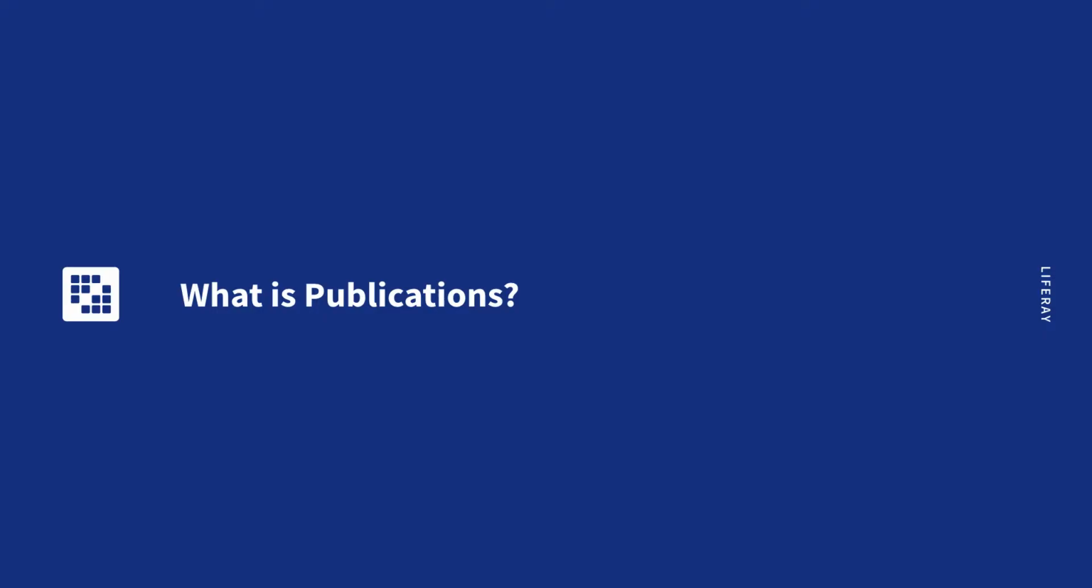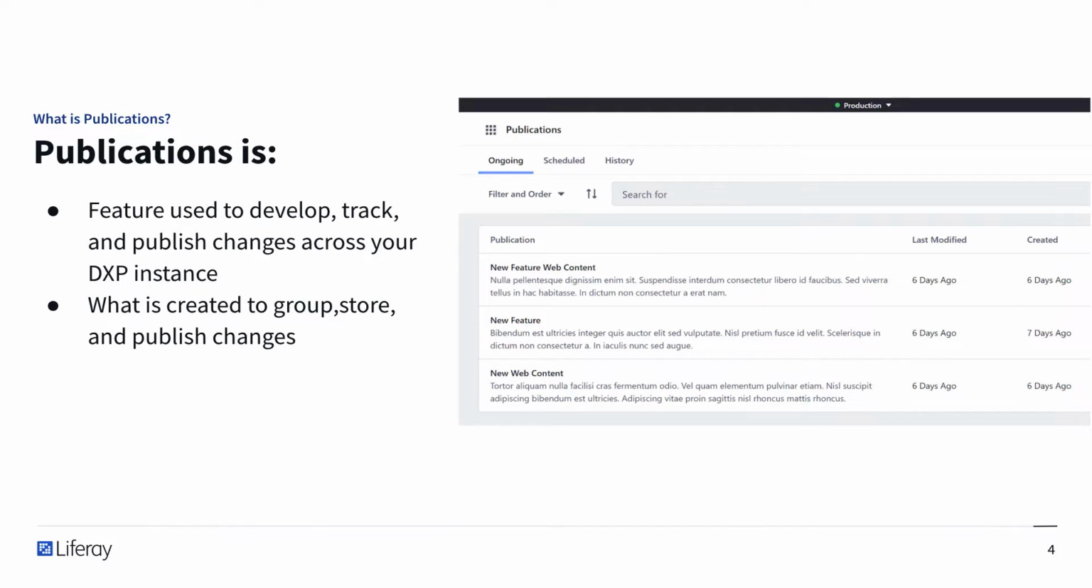So starting off, what is publications? Well, publications refers to one of two things. The first is the feature or the tool itself, while the second is what the tool creates. Publications, the tool, creates a publication, and as you develop or make changes to your sites and its content, publications, the tool, will track those changes that you make, group them, and store those changes in a publication. From there, you can publish those changes for your end users to see.